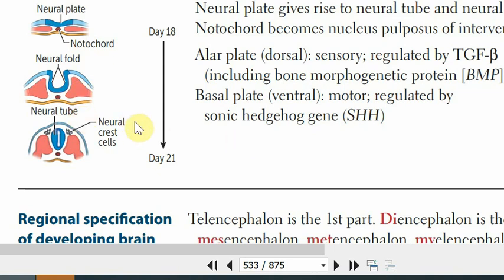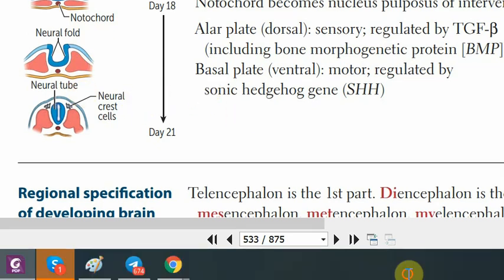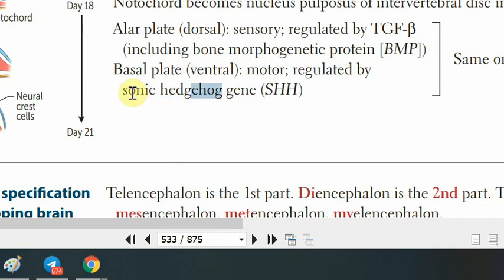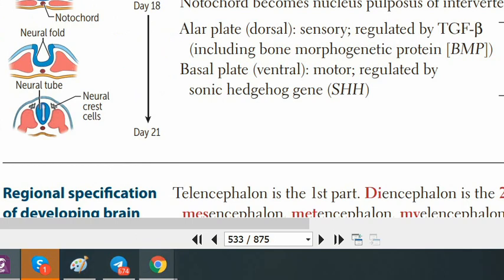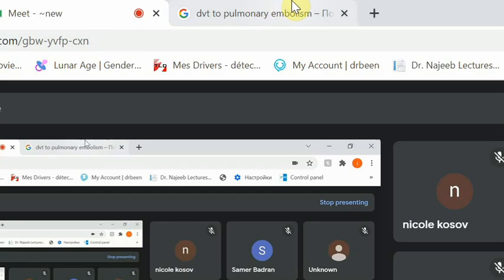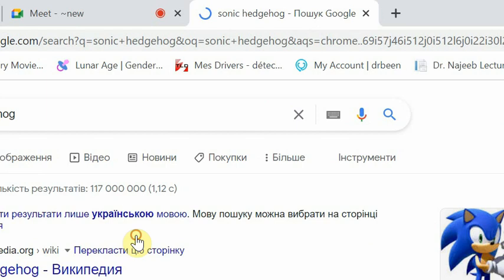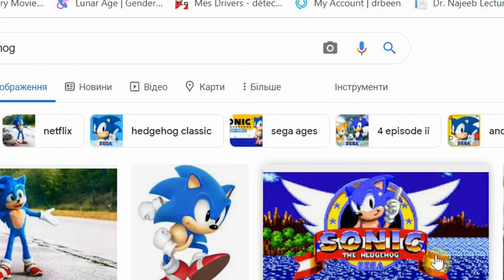The second factor that plays an important role is something called sonic hedgehog. A lot of students are like, hedgehog, and they start memorizing it. No, don't. Actually, how it was discovered will help you to memorize it. The guy who won a Nobel Prize because of this, when he discovered it, he went back home. And when he was going back home, he noticed something. He noticed that his children were playing Sonic the Hedgehog, this game.